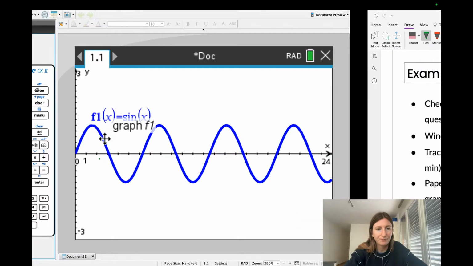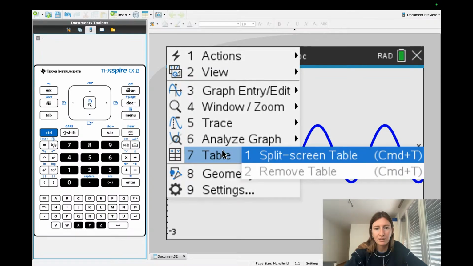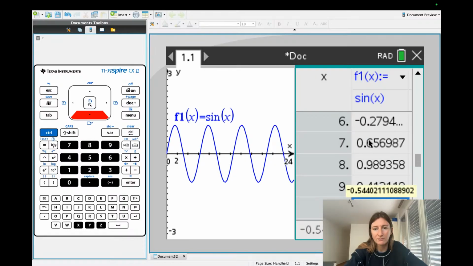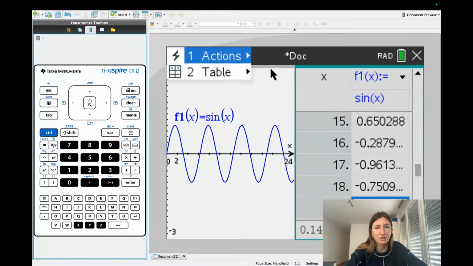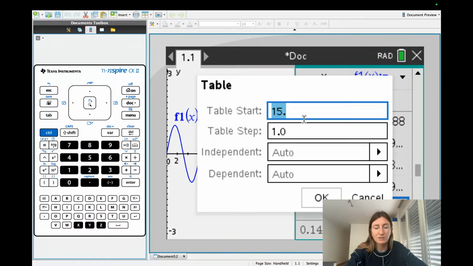Another tip is that you can add a table of values. So you do split screen table, and then it's going to give me all of these values for different things. So if you need to read off a value, you can use the table of values. You can even change the step of the table, in table settings. This is useful not just for trigonometry, but for any kind of graphs.